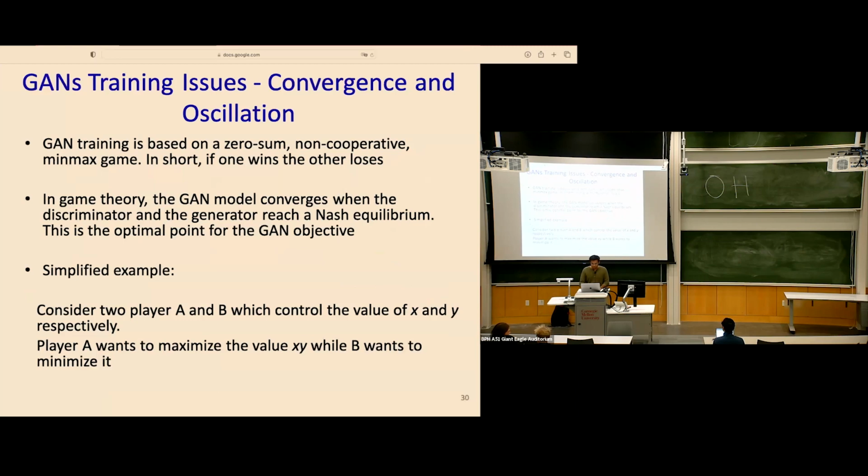Right, so one of the most common training issues is convergence and oscillation. Because of the adversarial nature of GANs, in a game theoretic sense, it is a zero-sum non-cooperative game where the generator and the discriminator are always in competition. And deriving from game theory, the system will always converge to the Nash equilibrium. Does anyone know what the Nash equilibrium is?